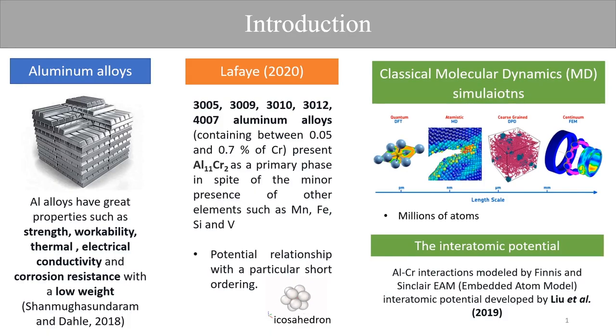So, to study the short ordering, we use the software LAMMPS, which is a computational tool to model systems up to the mesoscale, that is, millions of atoms. The main ingredient to model the systems is the interatomic potential. In this case, the Finnis-Sinclair EAM potential developed by Liu et al. will be used to account for the interactions between the aluminum and chromium system.